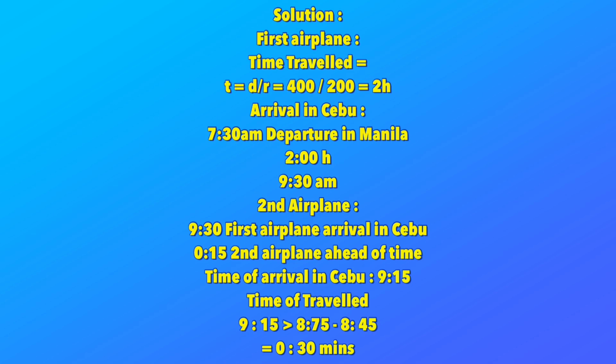Then the time of arrival in Cebu of the second airplane must be 9 hours and 15 minutes in the morning. So for the time of travel, we're going to subtract. 9:15 becomes 8 and 75. Then we are going to subtract 8 hours and 45 minutes. So 8 and 75 minus 8 and 45, we have 30 minutes, the time of travel of the second airplane.